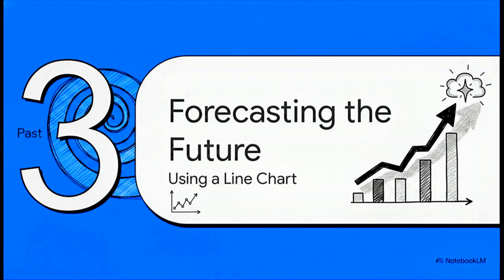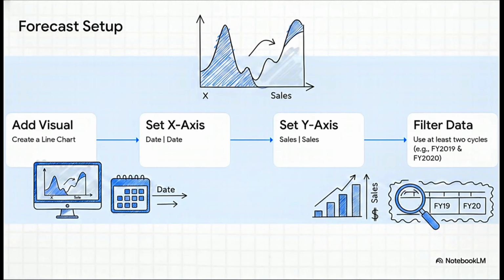So, looking at the past is absolutely critical. But let's be honest, we all want to know what's coming next, right? So now let's switch gears. We're going to go from looking backward to looking forward and use Power BI's forecasting feature to predict sales before they even happen. We start with a pretty standard line chart showing our sales over time.